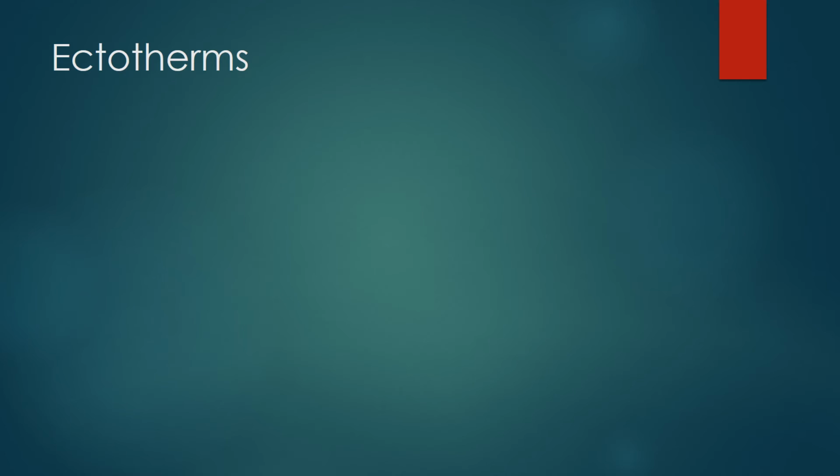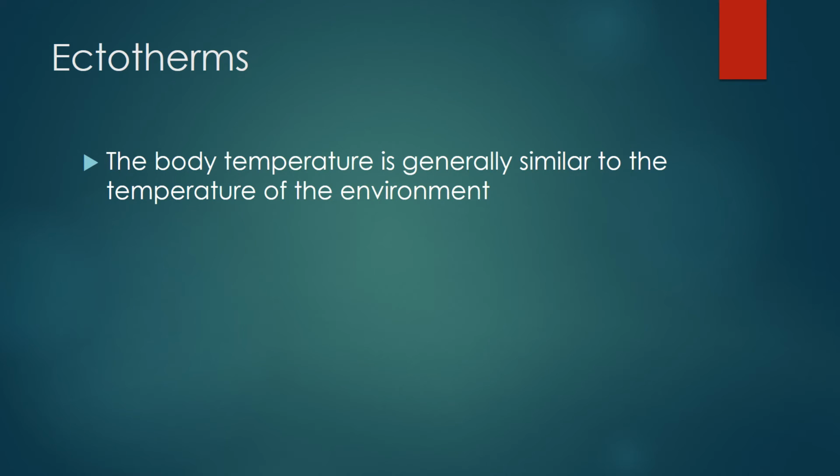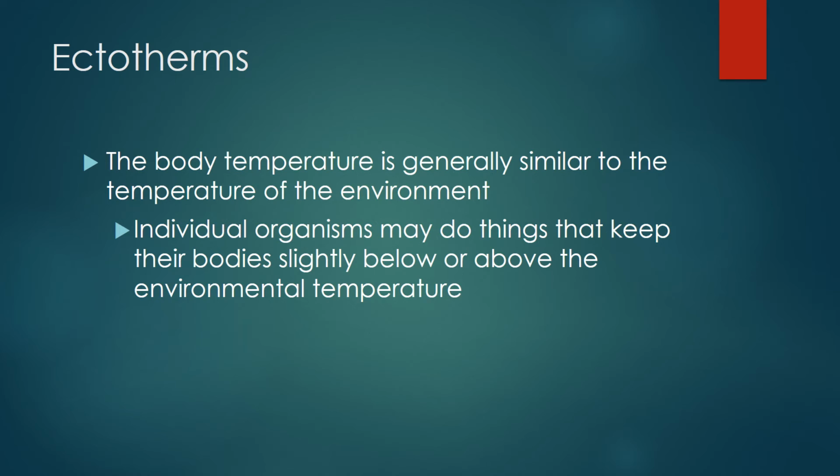In ectotherm animals, the body temperature of these organisms is generally similar to the temperature of the environment. The individual organisms may do things that keep their bodies slightly below or above the environmental temperature. These can include burrowing underground on a hot day or resting in the sunlight on a cold day. The ectotherms have been called cold-blooded animals, a term that may not apply to an animal in the desert with a very warm body temperature.